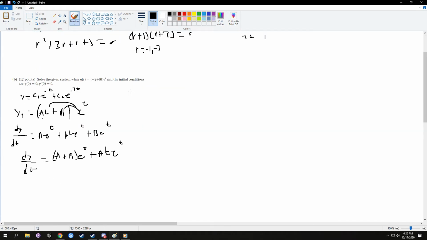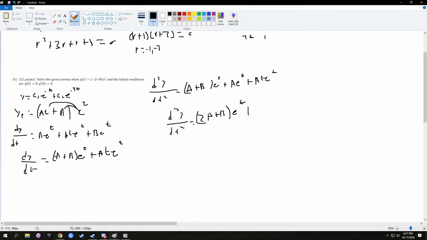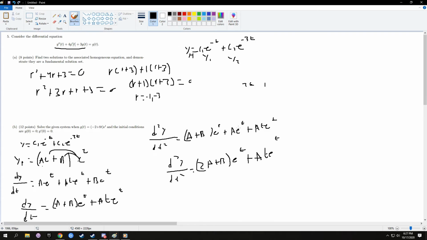I'll show you that. So I'll take my second derivative. The constants stay, and the derivative of e to the t is e to the t. Now I have a product, so this becomes a e to the t plus at e to the t. So the second derivative equals 2a plus b, e to the t, plus at e to the t. Okay, cool.